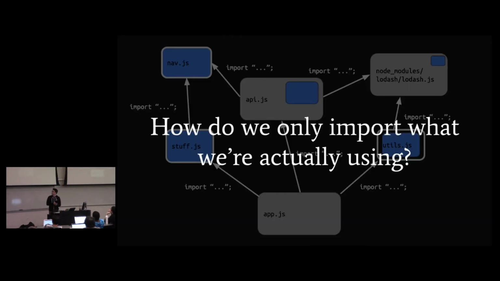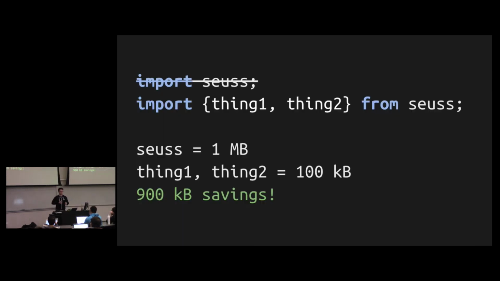So how do we only import what we're actually using? How do we actually do tree shaking? It's relatively simple. You change your import syntax from importing a module to importing things from a module. So instead of importing the actual name, you put it in brackets and you import individual things. These can be functions, these can be objects, arrays, literally anything that a JavaScript file can export.